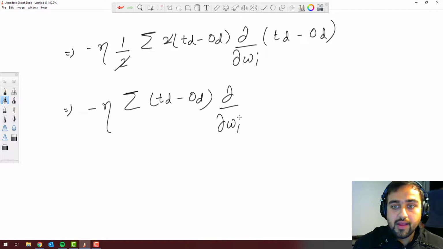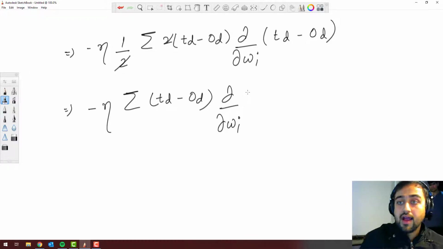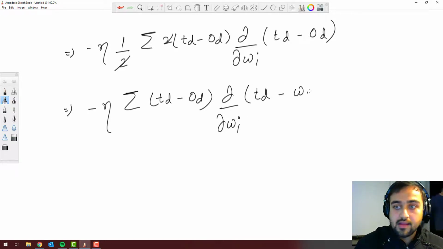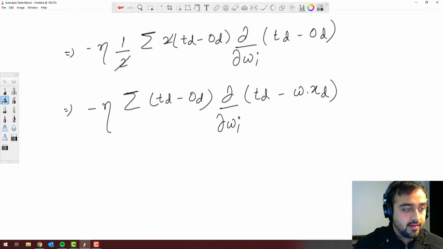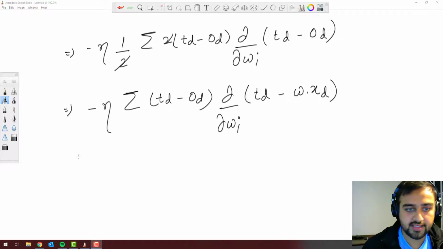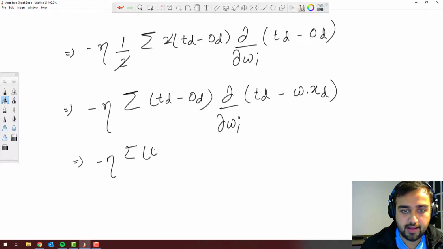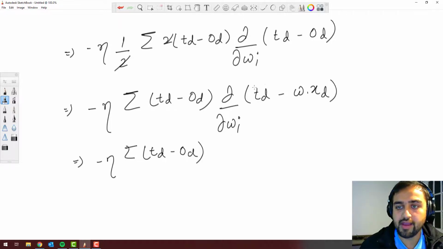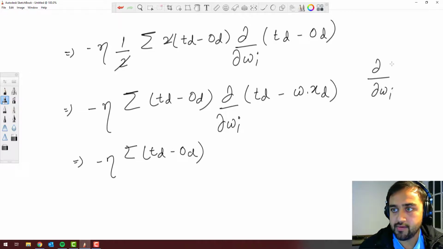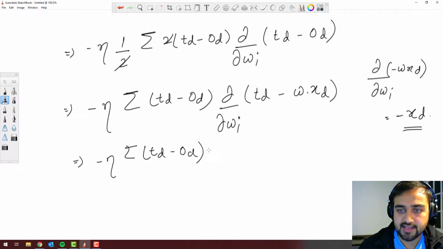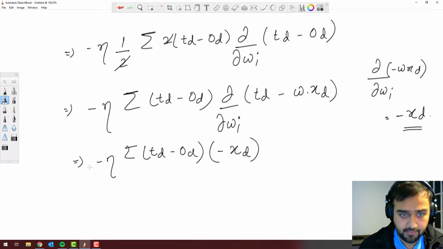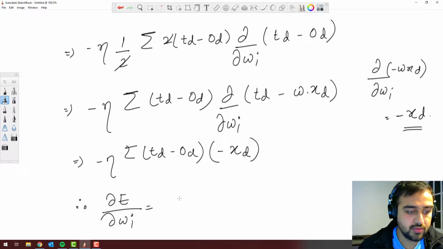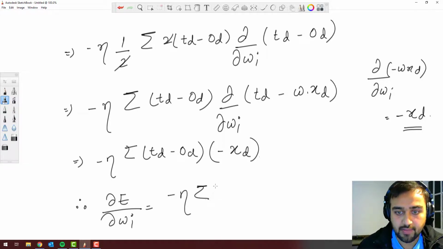d by dWi, TD is 0 and our OD can be written as W dot XD. So after this step, differentiating both of these terms, we would end up with sigma TD minus OD, d by dWi of TD is 0 and d by dWi of minus W XD would be equal to minus XD. So this gives us minus XD. Therefore, dE by dWi is equal to eta sigma TD minus OD minus XD.